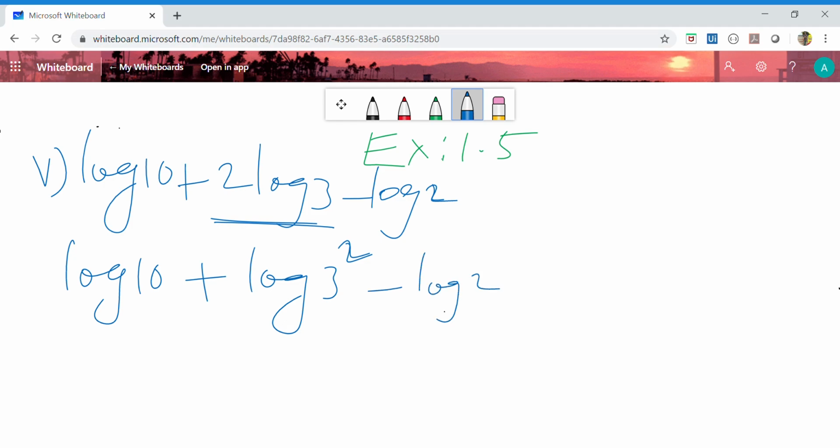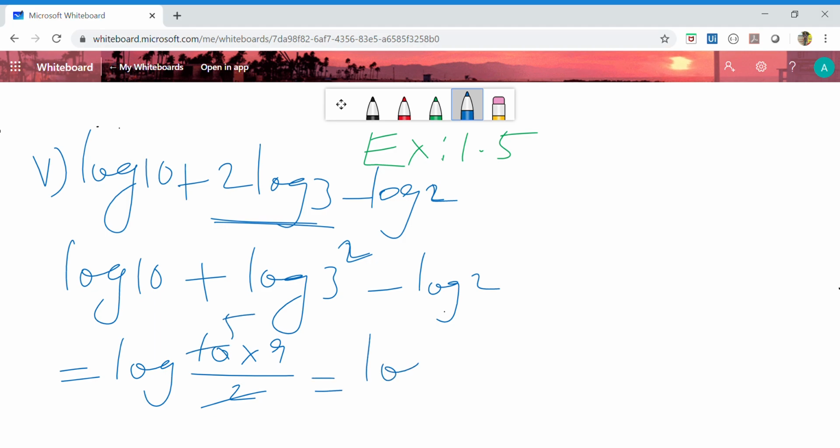And already I said that log a plus log b minus log c can be written as log ab by c. So what is a? 10. What is b? 3 square is 9. By what you have to write? 2. 2 ones are 2, 2 fives is nothing but log 45. Log 45. Next.